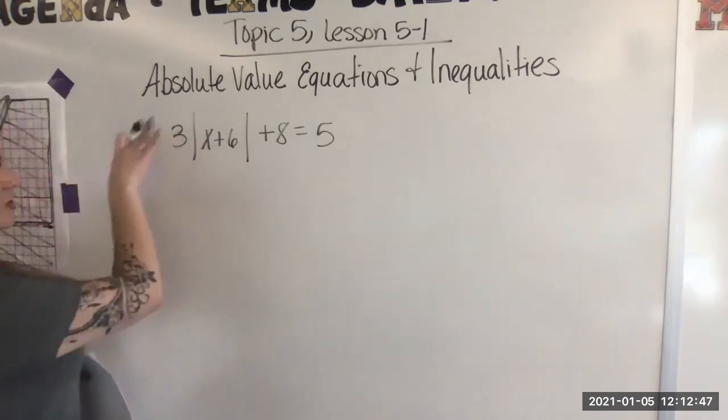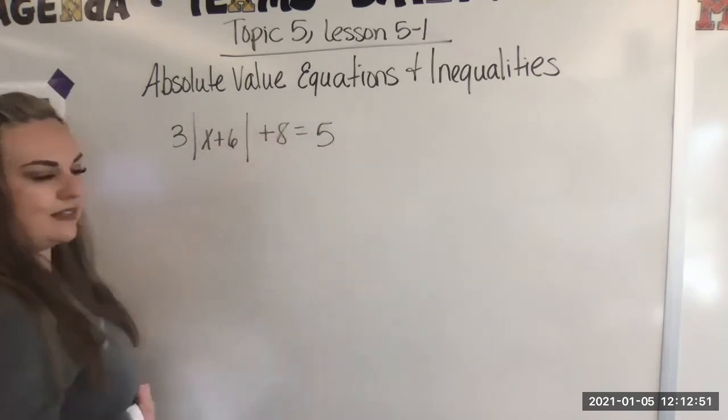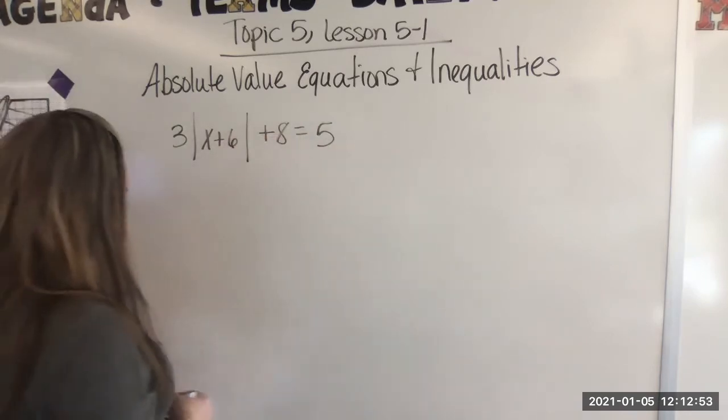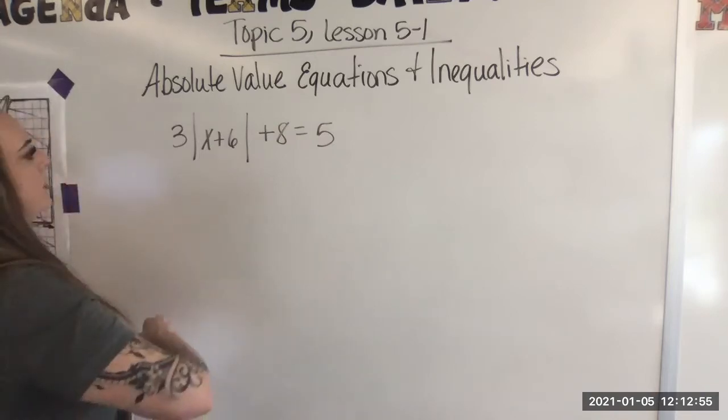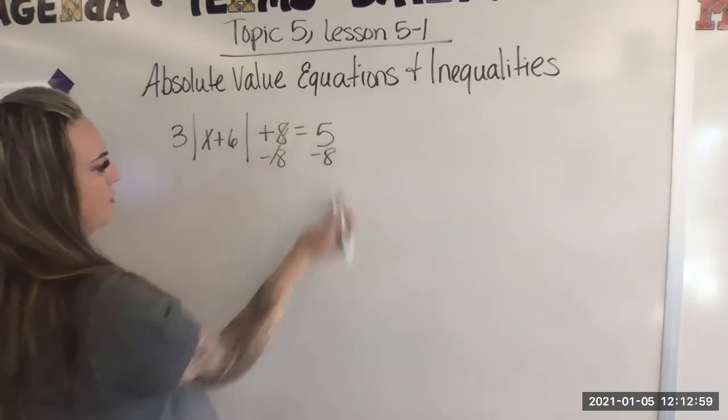We're not going to distribute. We're going to eliminate the extra steps that we need to take. So we are going to subtract 8 from both sides. That's what we would normally do.